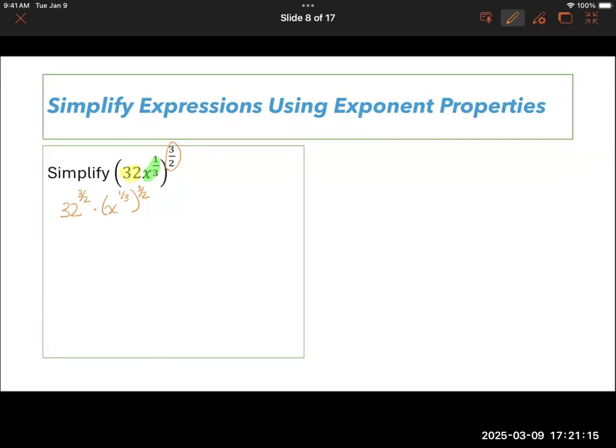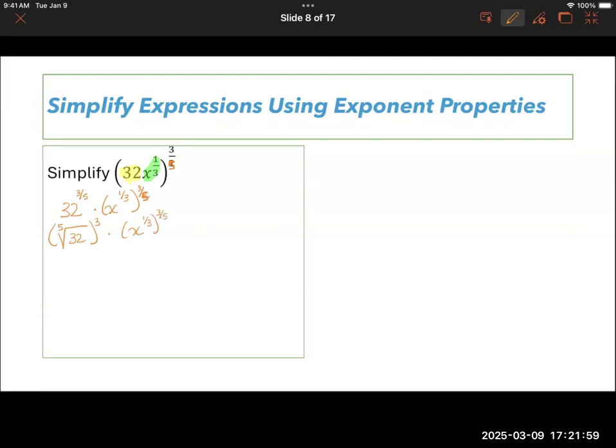So if I take 32, I'm looking at the... you know what? I think I have a mistake here. This is supposed to be to the 3/5. So let me change that really quick. There we go. So if this goes to the 3/5, and this is to the 3/5, then we're taking the 5th root of 32, and then that is going to get taken to the 3rd power, and we're going to have x to the 1/3 to the 3/5 power.